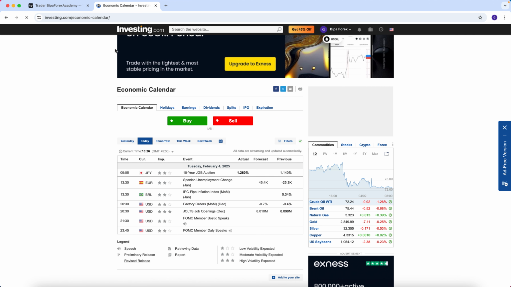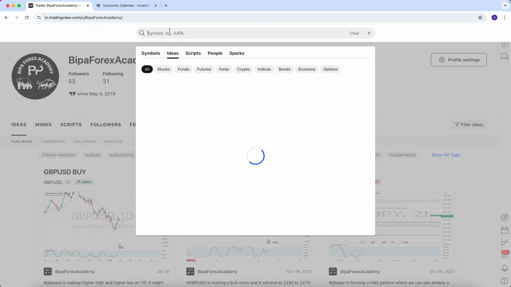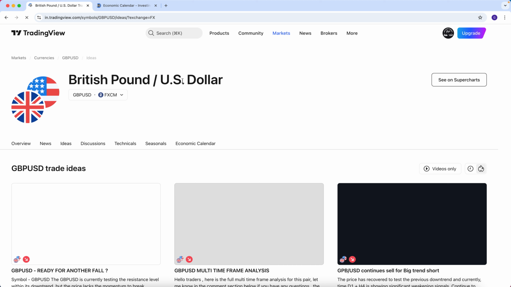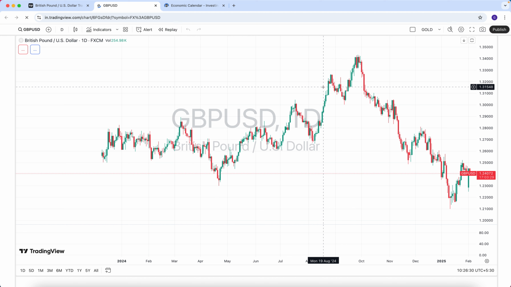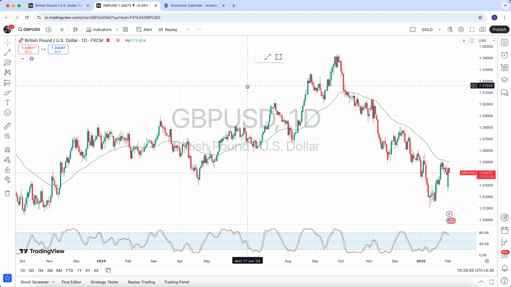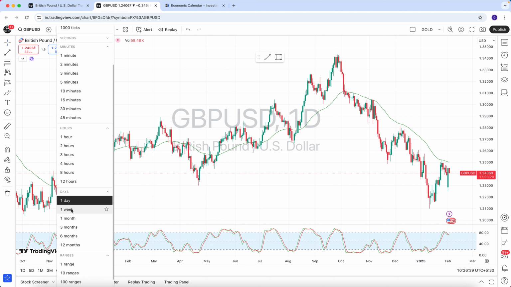Okay, then let's get into the main subject. First, let's analyze the pair GBP USD. For that, just type GBP USD in the search section and then click on the super charts. Once the chart is loaded, first get into the weekly time frame.